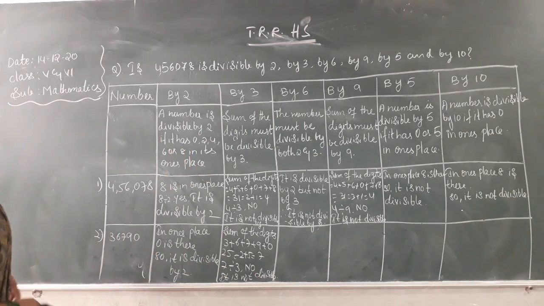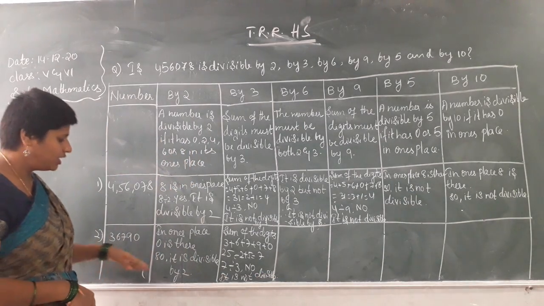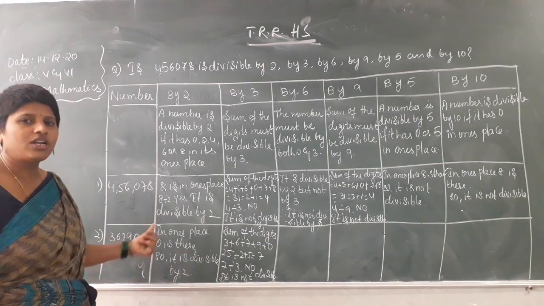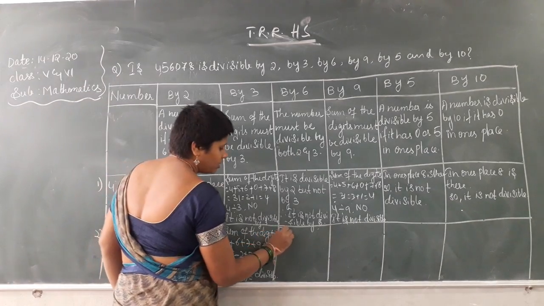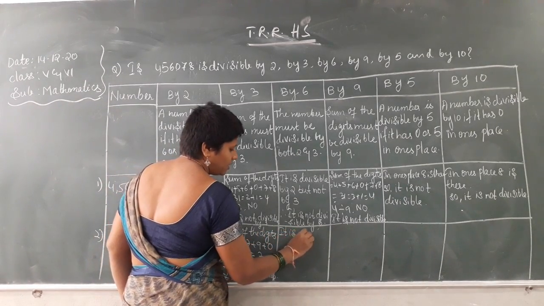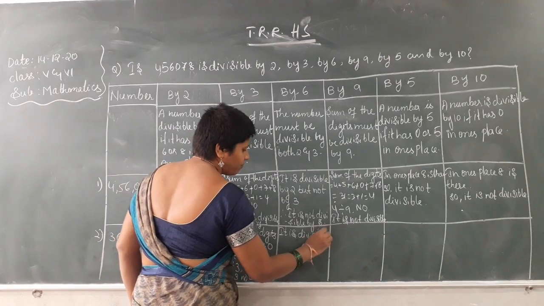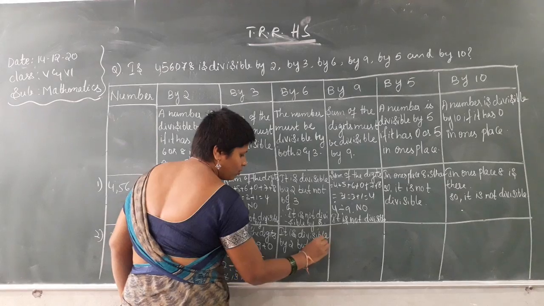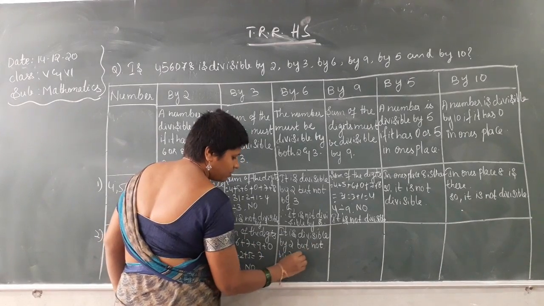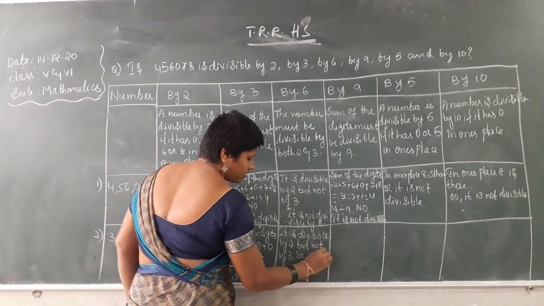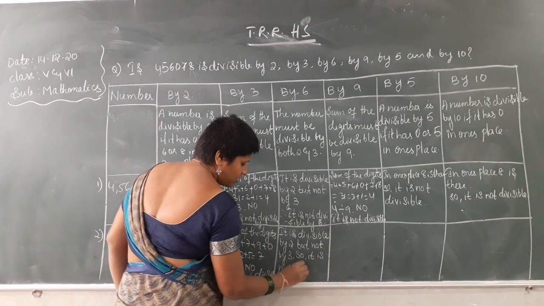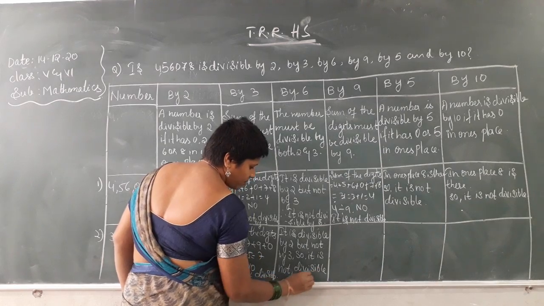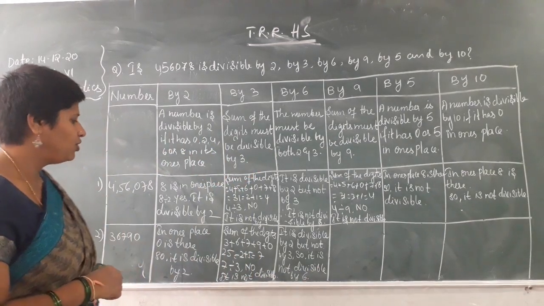So coming to 6. What is the rule of 6? It must be divisible by 2 and also by 3. It is divisible by 2, but it is not divisible by 3. So this number is not divisible by 6. So you write that one: it is divisible by 2, but not by 3, so it is not divisible by 6.